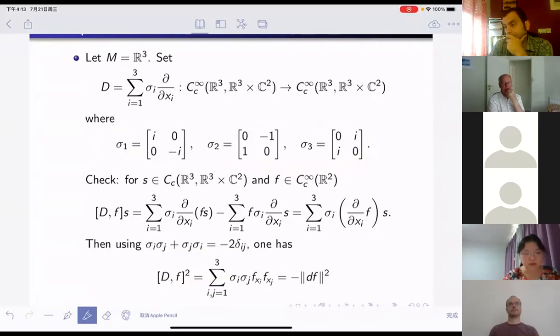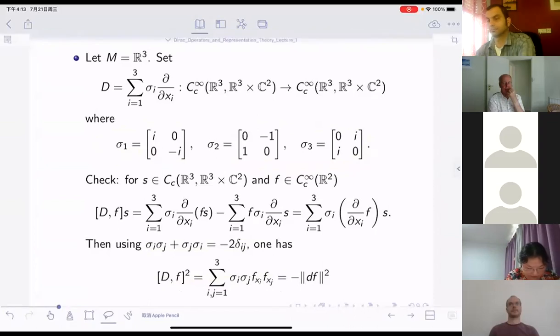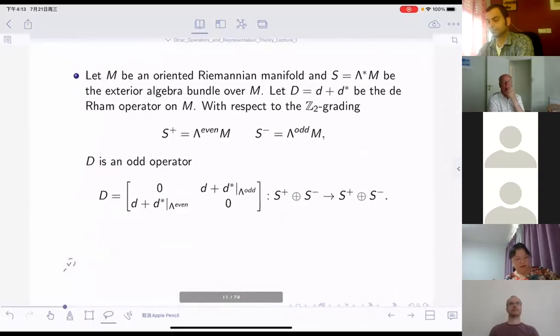I think there is another line, but I cannot see it. Okay. So let's see some other examples.